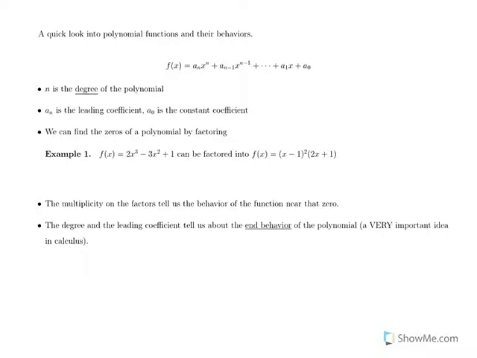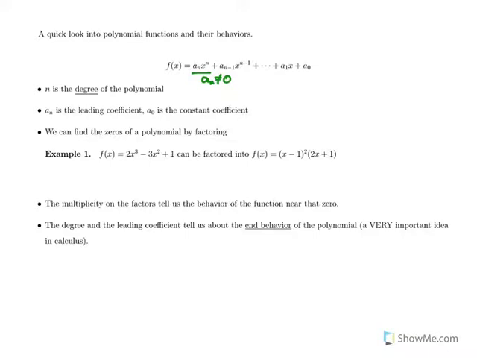A polynomial function, I should start out with, is a bunch of powers of x multiplied by coefficients and then added together. A general polynomial is a sub n x to the n plus a sub n minus 1 x to the n minus 1 plus all the terms in between, a1x plus a naught. And note that this is non-zero. So a sub n is not 0. Otherwise, we could write it with just the n minus 1 term.